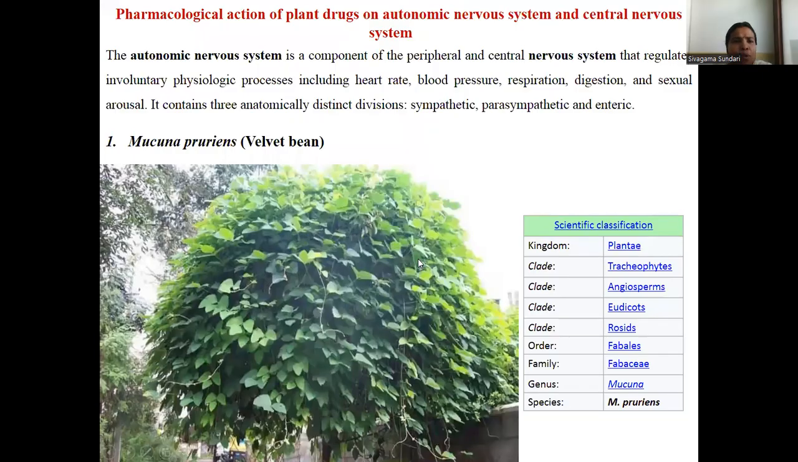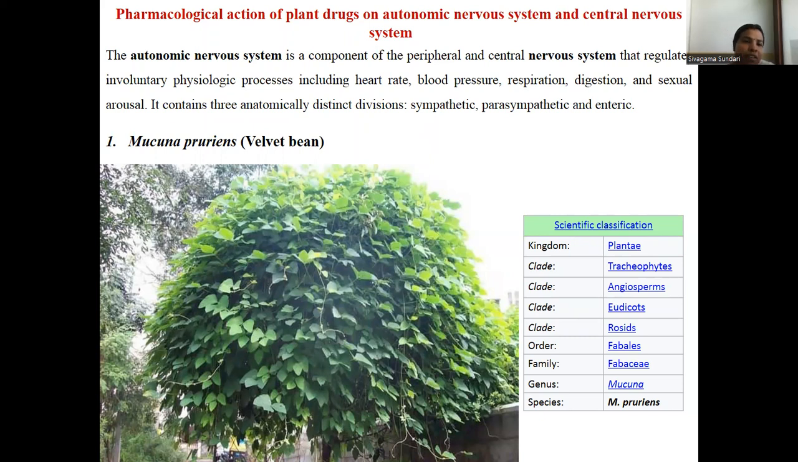Moving on to the pharmacological action, the topic I took today is the pharmacological action of plant drugs on the autonomic nervous system and central nervous system. The entire nervous system covers the brain and the related functions. The example I have given here is Mucuna pruriens, common name velvet beans. From the seed of the pod of this velvet bean, we are isolating one compound that is very useful to treat autonomic nervous system disorder. Here we are going to talk about Parkinson's disease.